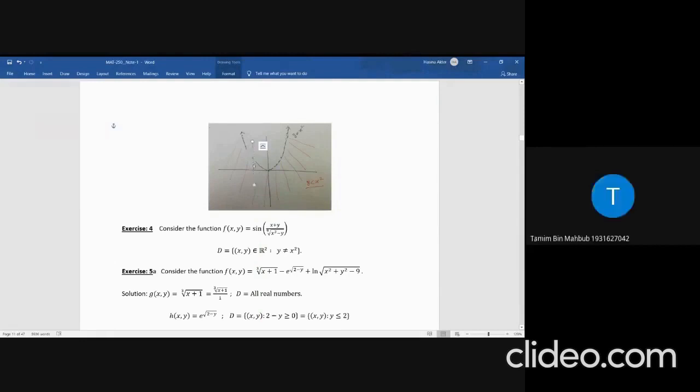Now at this point, do you see my position, the cursor on the parabola? At this point, whatever x is there doesn't matter. At that point, y and x squared are equal, because that point is on the parabola y equals x squared. Is it clear to you?